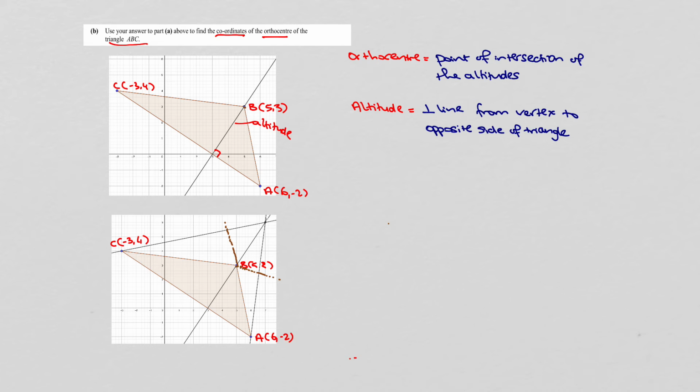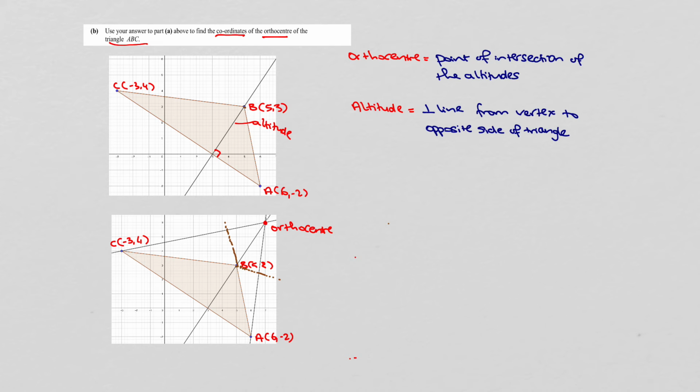And then, of course, we can see when we draw the 3 altitudes where they meet is going to be our point of intersection, which is our orthocenter. So by doing our little sketch, we will expect this orthocenter to actually fall outside of the triangle because it's an obtuse triangle.